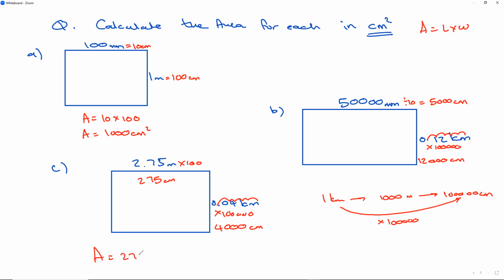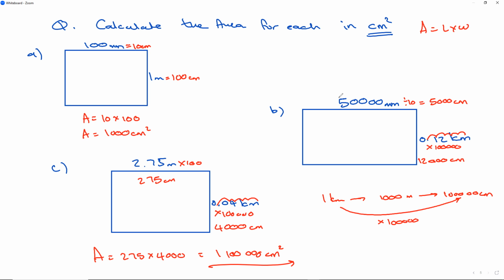Now I've got everything in centimeters, so I can just work out each area. This area is going to be 275 times 4,000. Grab a calculator and type it in there. 275 multiplied by 4,000 comes to 1.1 million centimeters squared.